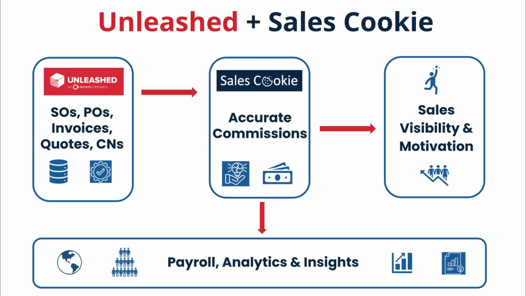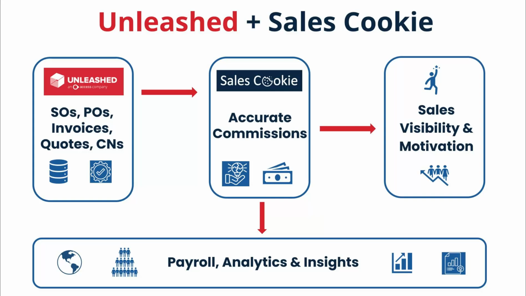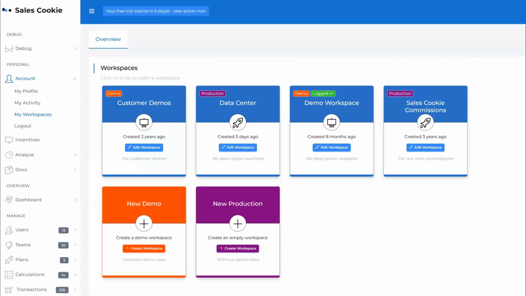Sales Cookie is an AI-powered commission automation platform with a native Unleashed sync. It uses your Unleashed data to automatically calculate commission payouts and generate rep commission statements. No spreadsheets, no manual work. Let me show you how it works.